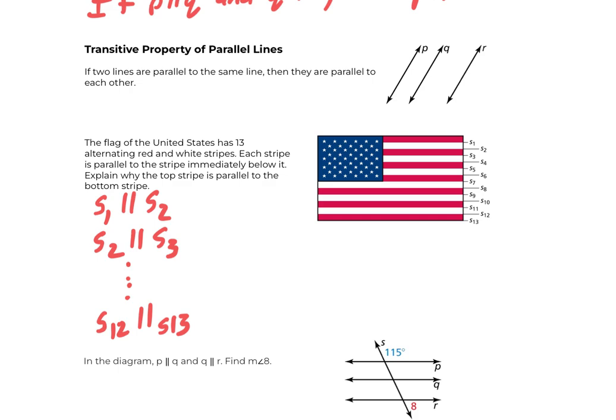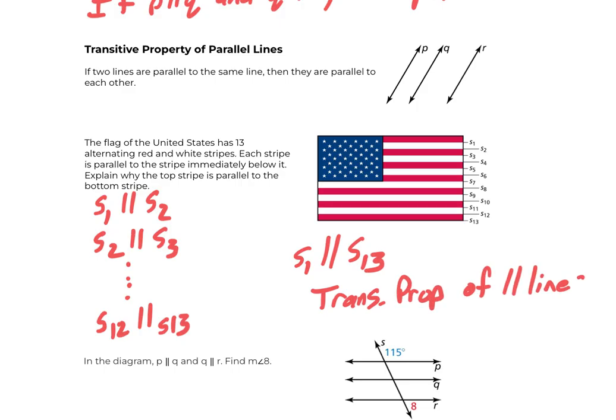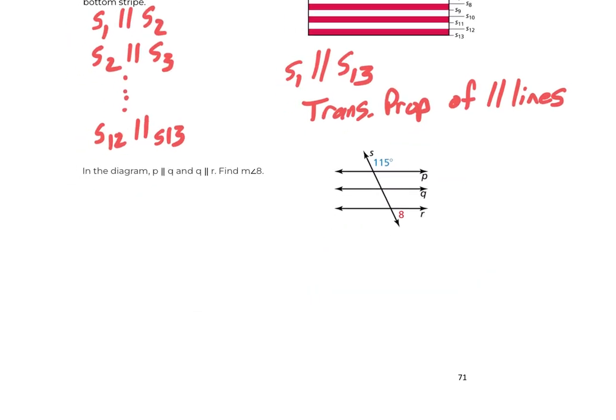So if all of those stripes are parallel, what can I say about stripe 1 and stripe 13? They're parallel as well. Stripe 1 is parallel to stripe 13. And our reasoning would be the transitive property of parallel lines. Not the transitive property of congruency, because we're not saying anything about congruency. We're talking about parallel lines. So still the transitive property, but with parallel lines.